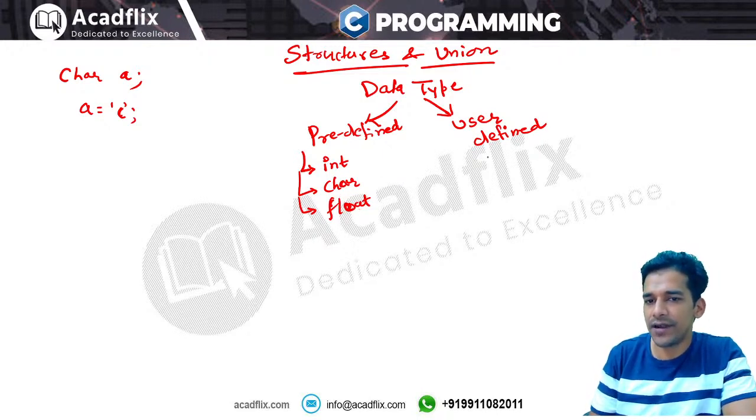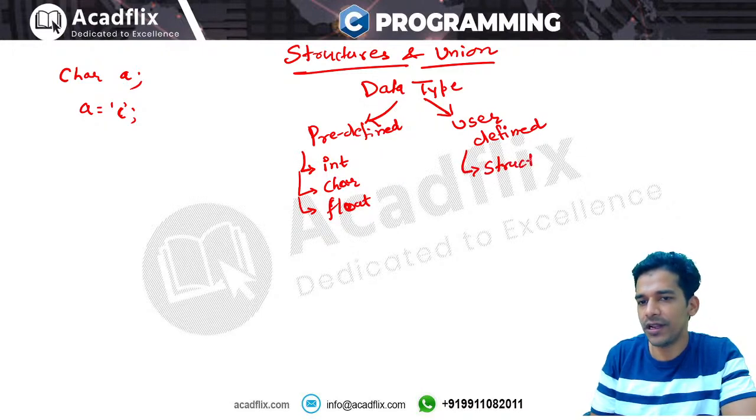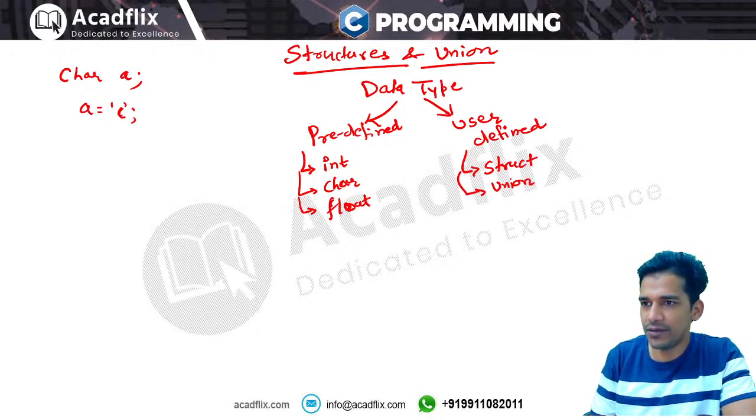Then we have some user defined data types. For example, we have structures. You can declare a structure and you can declare a union, and these are user defined data types. They are also data types, just like integer, character, and float, but their meaning you will define. You will declare their structure, which data types you will use in them, what functions there will be, what things you will use in them. That means everything will be defined by the user.